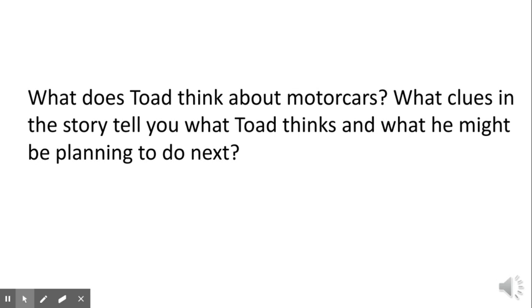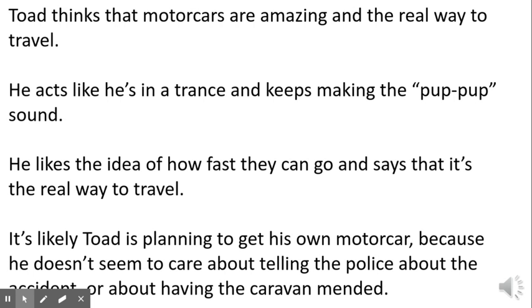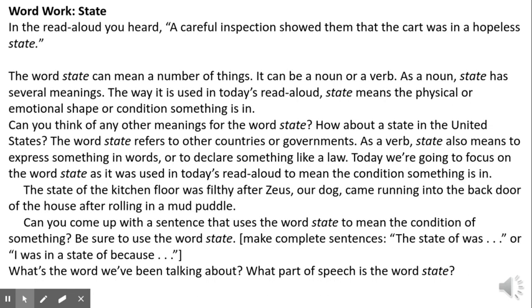What does Toad think about motor cars? What clues in the story tell you what Toad thinks and what he might be planning to do next? He acts like he's in a trance and makes a pup, pup noise, right? He likes the idea of how fast they can go and says that it's a real way to travel. So it's likely Toad is planning to get his own motor car because he doesn't seem to care about telling the police about the accident. All right, and then we hear at the end that he did get his own motor car.